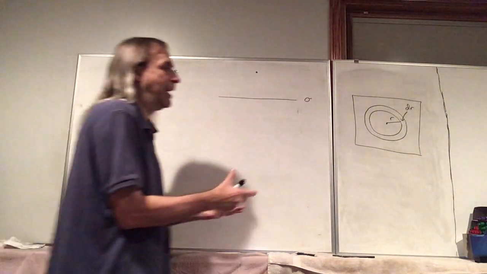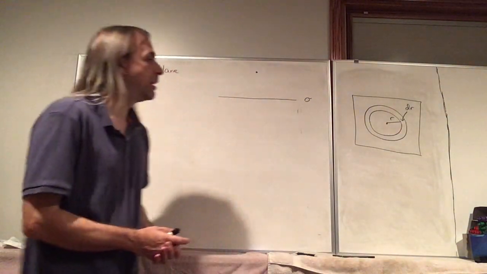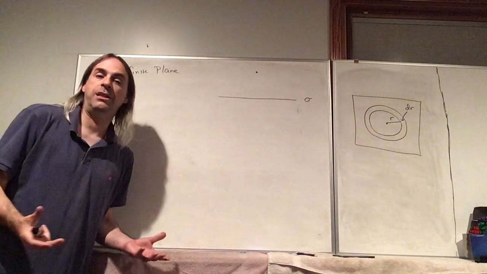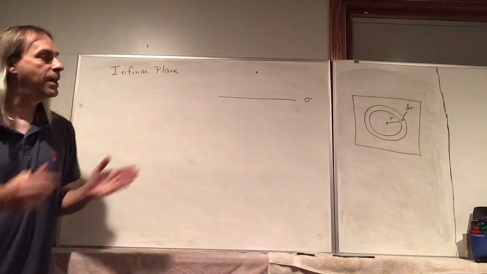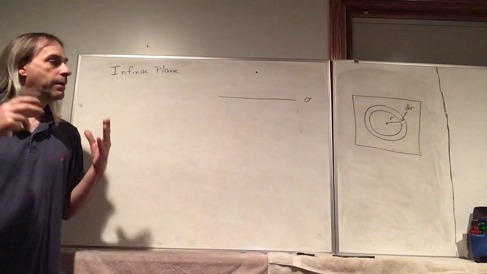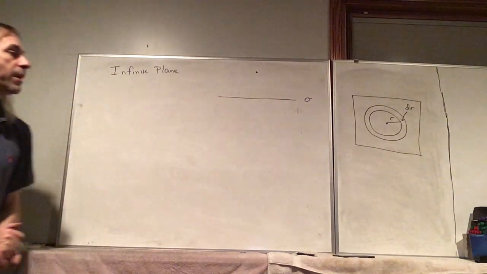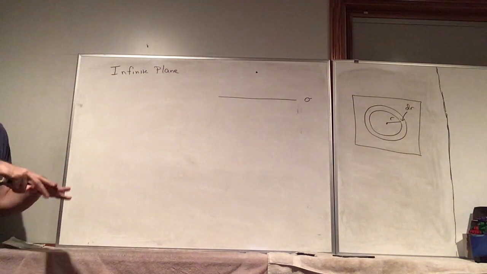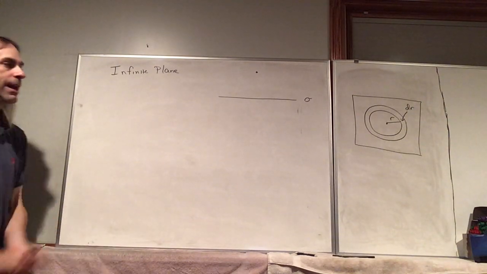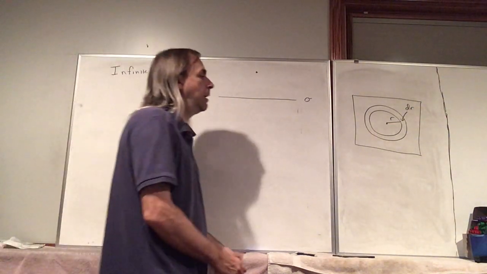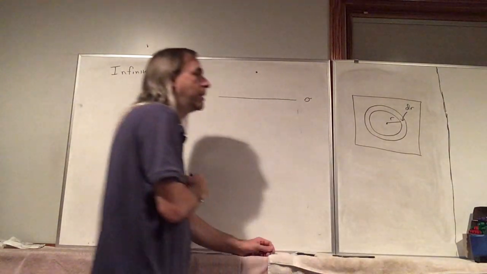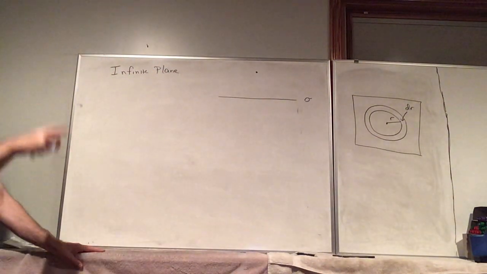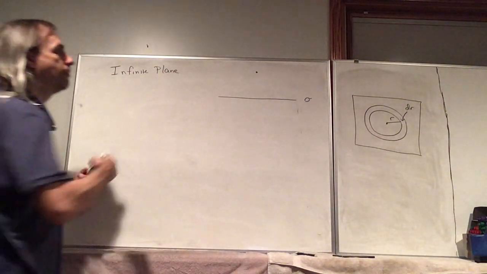And this is why, with an infinite plane, it's relatively easy to calculate the electric field, versus a finite plane that would be a lot more difficult, at least if we had a rectangular or a square plane. If we had a finite disk, that would be manageable, but a rectangle would be pretty complicated. So let's just look at this ring here.